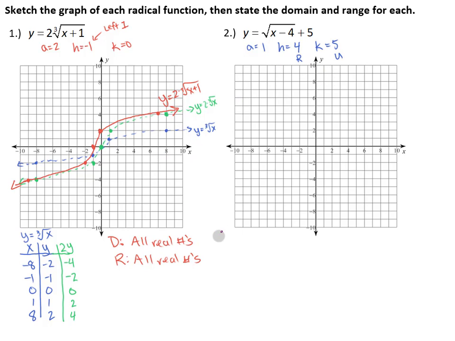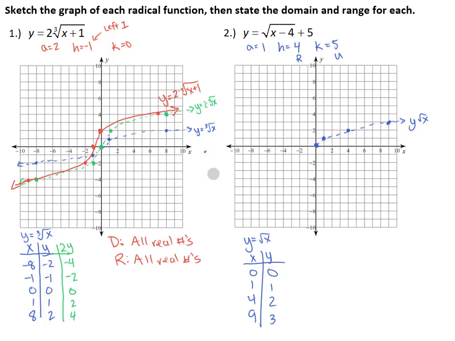So let's start, though, with our parent function. Remember, we want to pick values that are easy to take the square root of, which are 0, 1, 4, and 9. Square root of 0 is 0, square root of 1 is 1, square root of 4 is 2, and square root of 9 is 3. So plot those parent function points, (0, 0), (1, 1), (4, 2), and (9, 3). And we do that with a dashed graph, because remember, this is just the parent function. The y equals the square root of x.